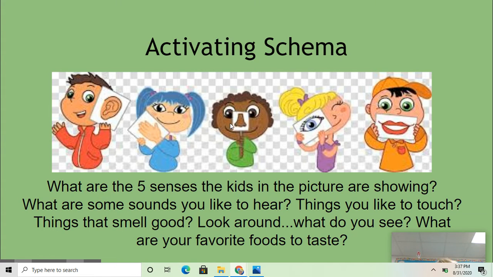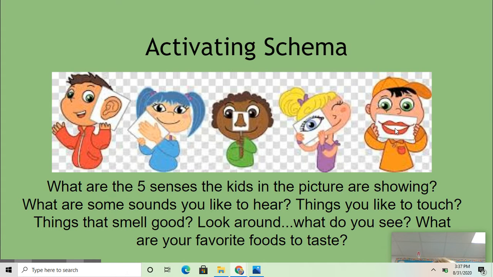This kid is using the sense of smell. Can you think of things that smell good? Maybe even some things that don't smell good. This kid is using the sense of sight, seeing. If you look around right now, what are some things that you see?